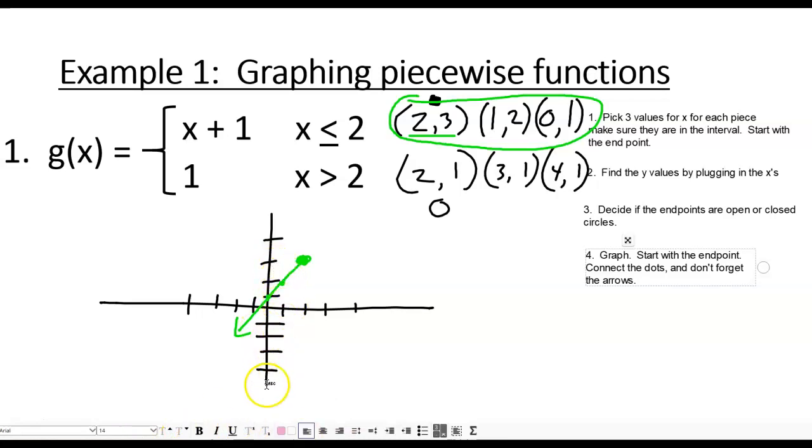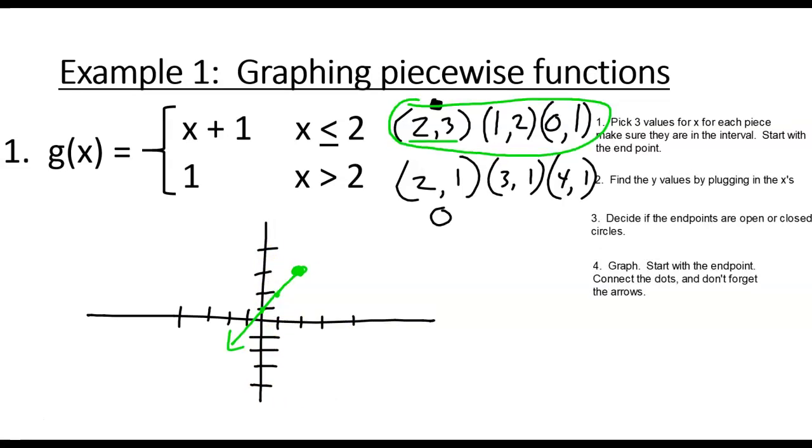So now the next thing that we're going to do is graph the next piece, which I'll highlight in pink here. Once again, we start with the endpoint, 2, 1, so over 2, up 1, and this time it's an open dot. Then the next point is 3, 1, so over 3, up 1. And the next one is 4, 1, or 4, up 1. And once again, to graph this, we start with the endpoint, we connect the dots, and we don't forget the arrow.